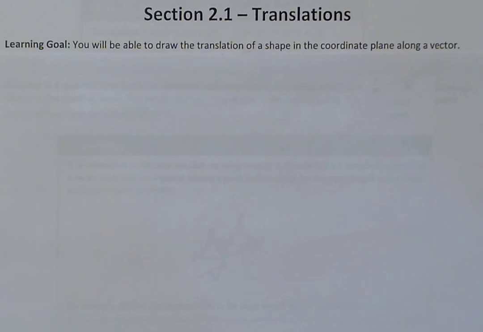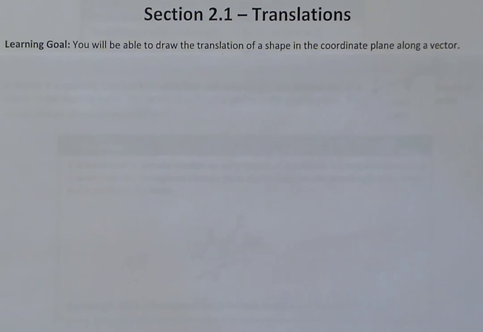For today's lesson, we are going to be taking a look at section 2.1, which is going to deal with translations. Now, this is our introduction into Module 2, and Module 2 is going to cover different types of transformations. So we're going to take a little more in-depth look at transformations, in particular translations, reflections, and rotations.